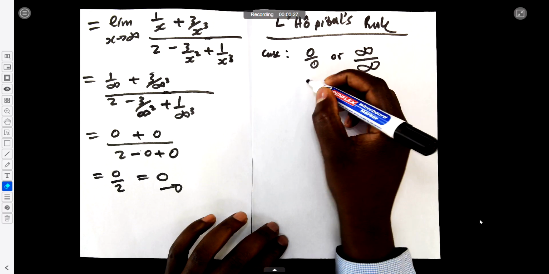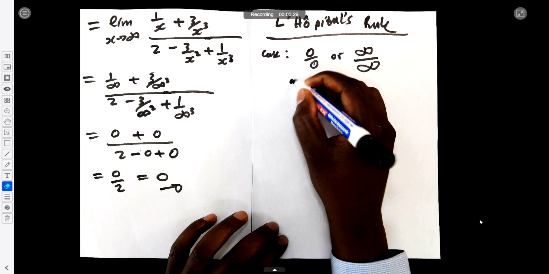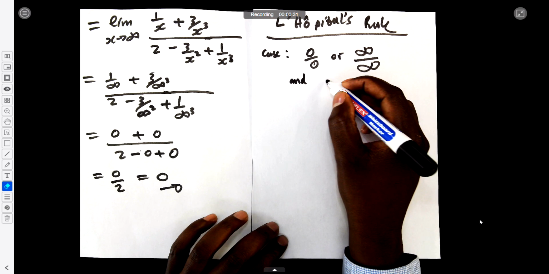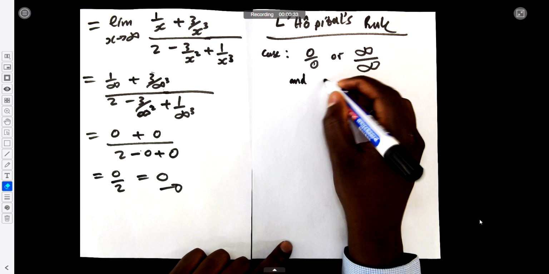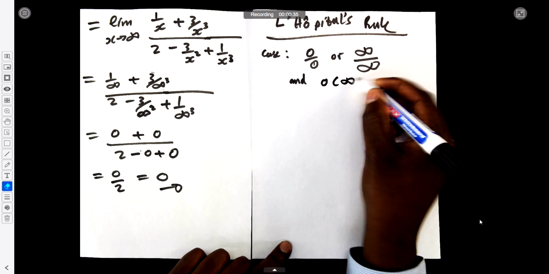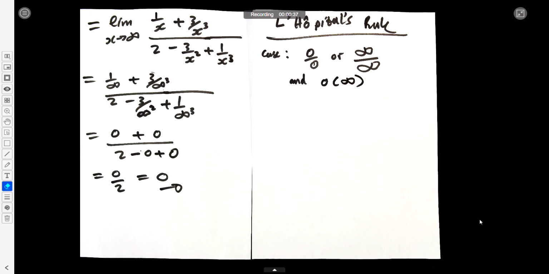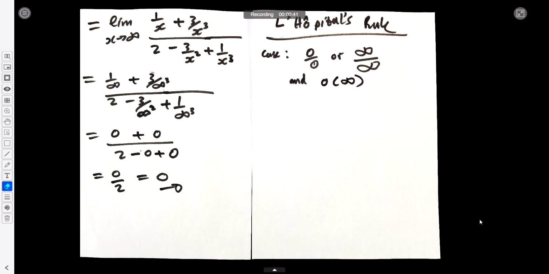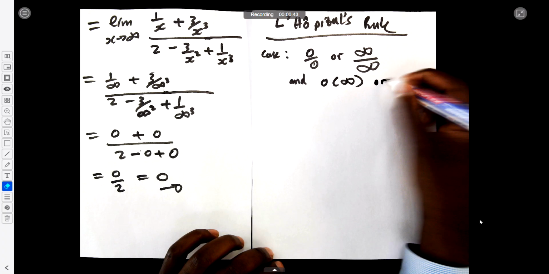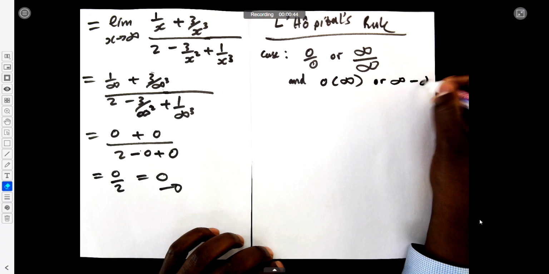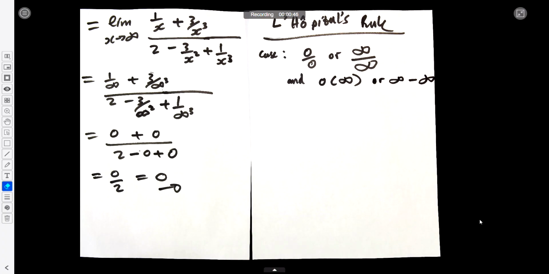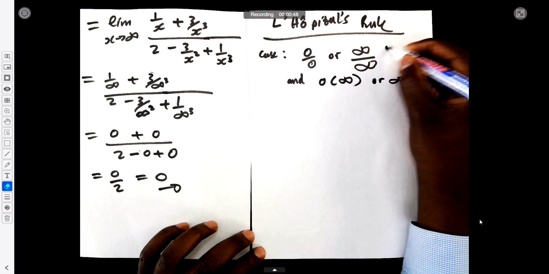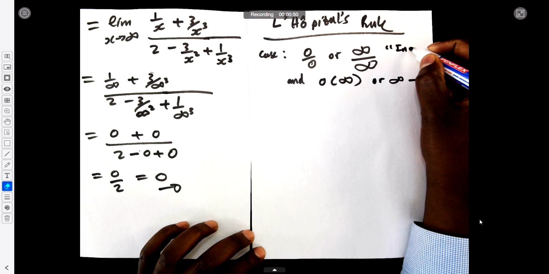And even in a case where we have 0 multiplied by an indeterminate form or infinity, which can be either a convergence or a negative infinity. Or even when we say indeterminate minus indeterminate or infinity. So we call this indeterminate form.